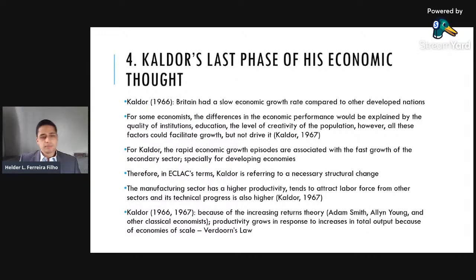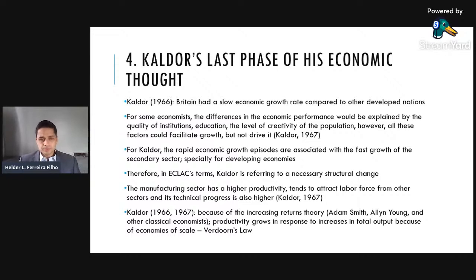Now moving to the last phase of Calder's economic thought, we have his paper in 1966, in which Calder wants to explain why Britain had a low economic growth rate compared to the other developed economies since 1950. For some economists at the time, the difference in Britain's economic performance would be explained by the quality of institutions, education, and the level of creativity of the population, all theories that we still see today.